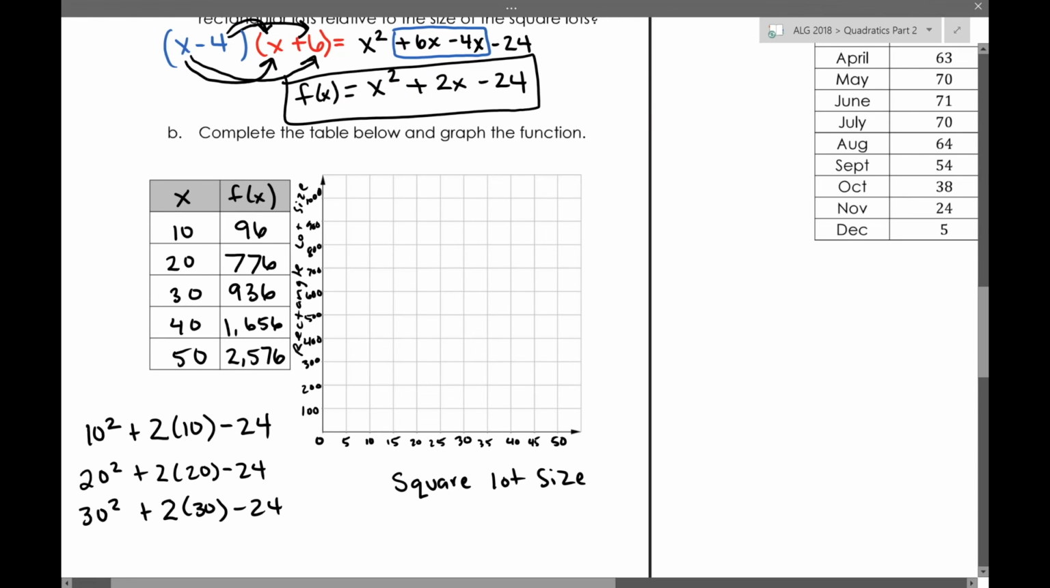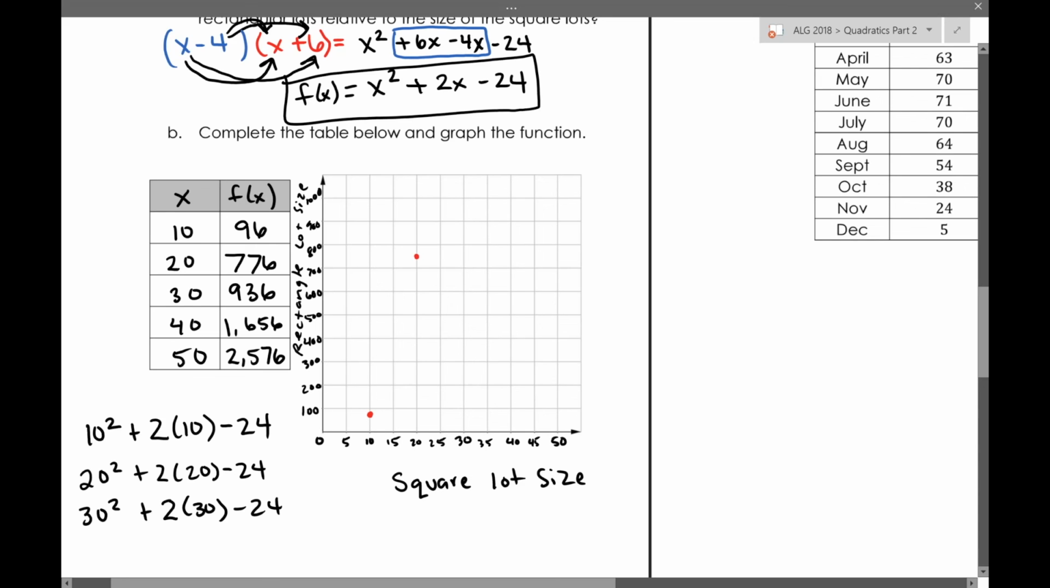I'll put my dots as red. So, we don't have 5 feet, but we have 10 feet. So at 10, my number is at 96. So that's about right by 100. Okay, the next number I have is 20, and that was 776. So that number at 20 is about up here. And I'm not looking for accuracy.